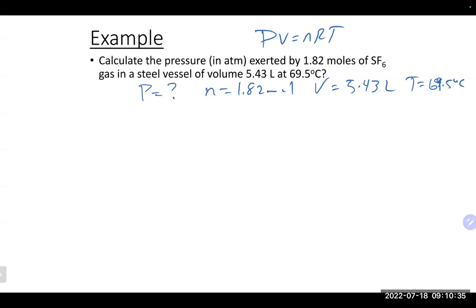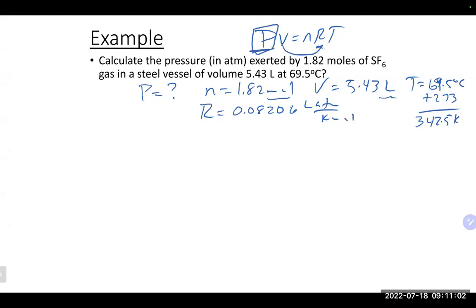In terms of units, we're good here in terms of liters, but we need to convert our temperature, which would be 69.5 plus 273, 342.5 Kelvin. Remember that we always have R available to us, which is 0.08206. In this case, we are solving for pressure, so we divide the volume to the other side. That gives us P equals nRT divided by V.